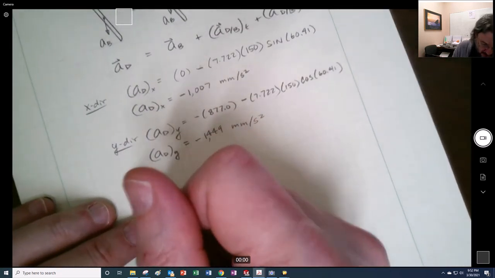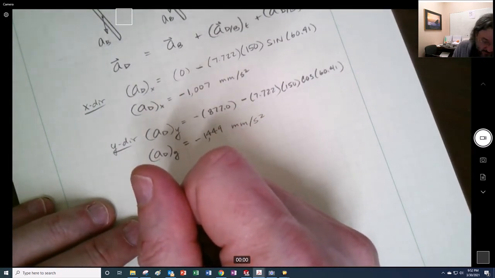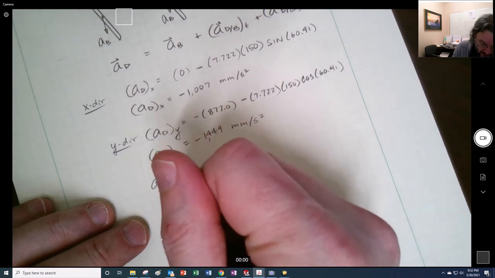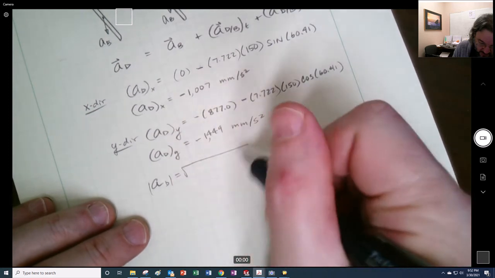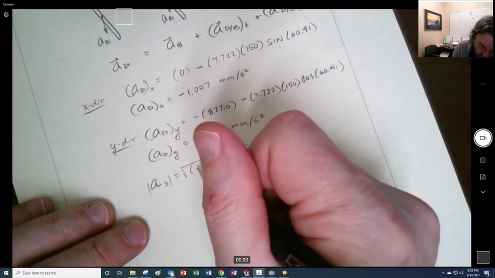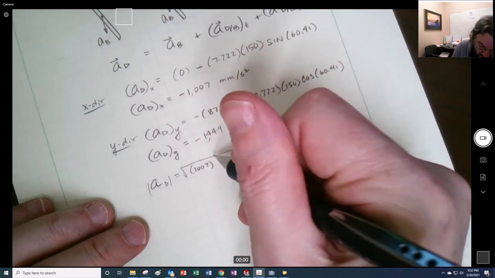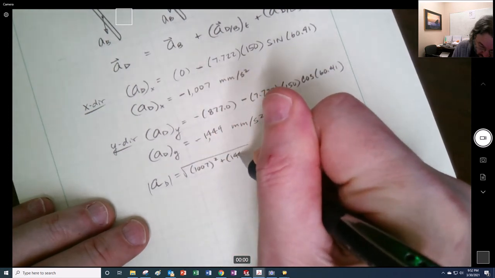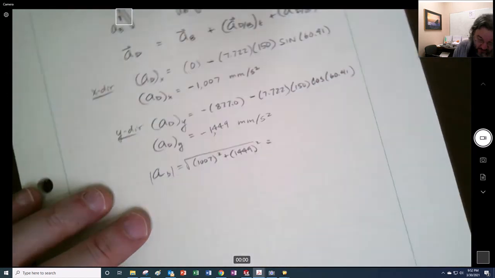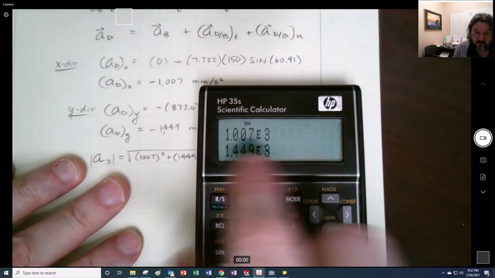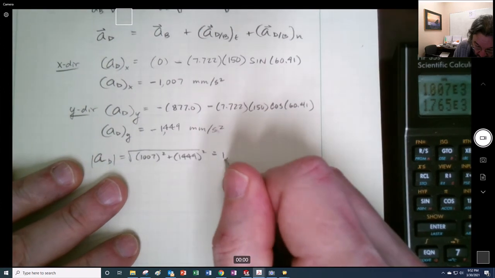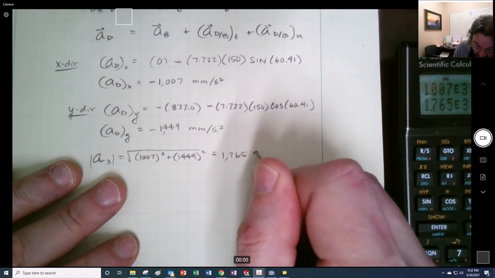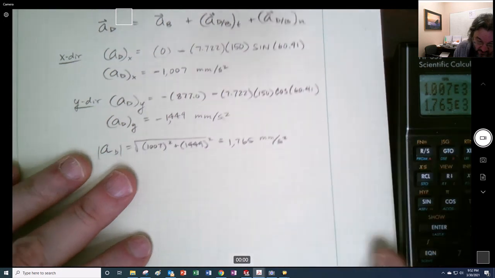So the acceleration, we could write it out in a couple ways. I prefer to write out a magnitude and direction anytime I can. So I get 1007 squared plus 1449 squared. And they're still in my calculator that way. So squared plus square root. And we get 1,765 millimeters per second squared.